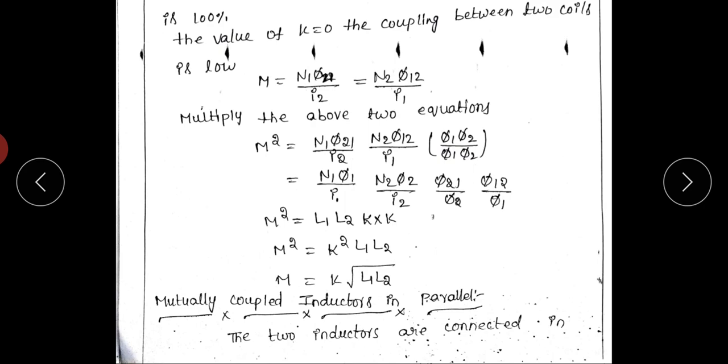So K is called the coefficient of coupling. K is a constant value. K value is always less than or equal to 1. If K equals 1, the circuit is called a tightly coupled circuit.